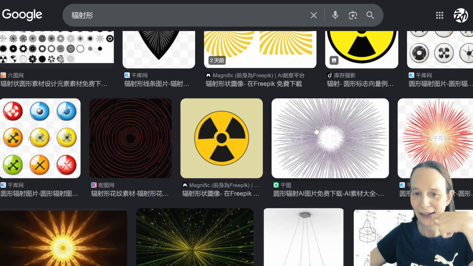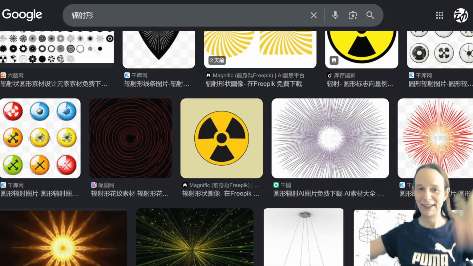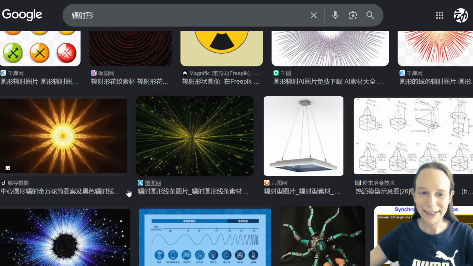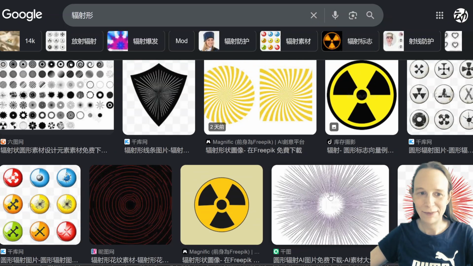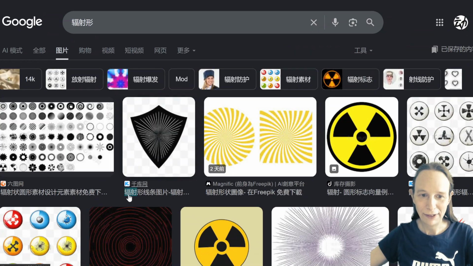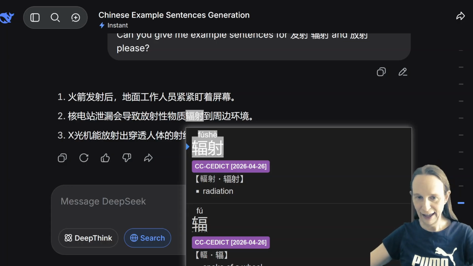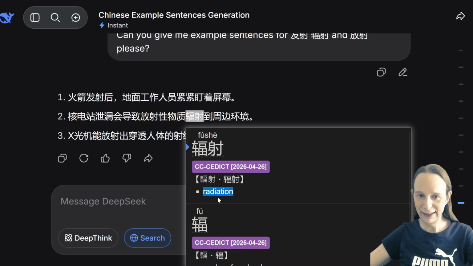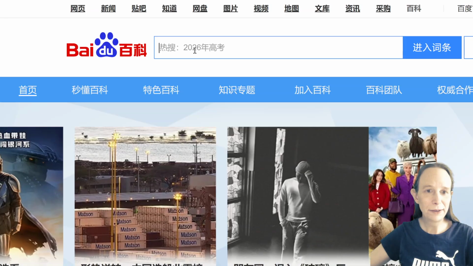Yeah. Or like that, going outwards. Yeah, 辐射形. It's the shape. Yeah, 辐射形. All right. We need to edit the dictionary, the verb. But before we do that, let's just take a quick look here.